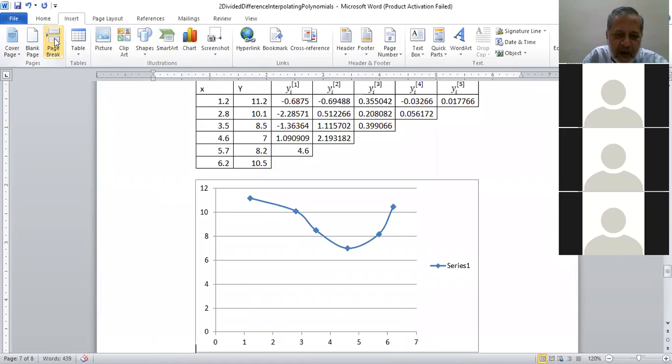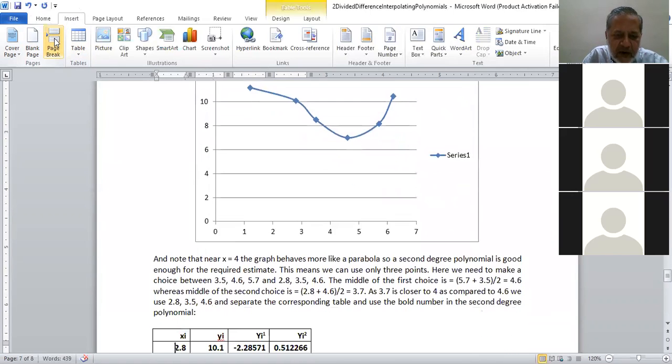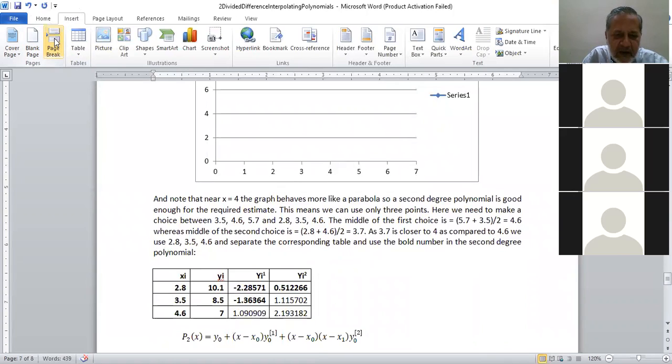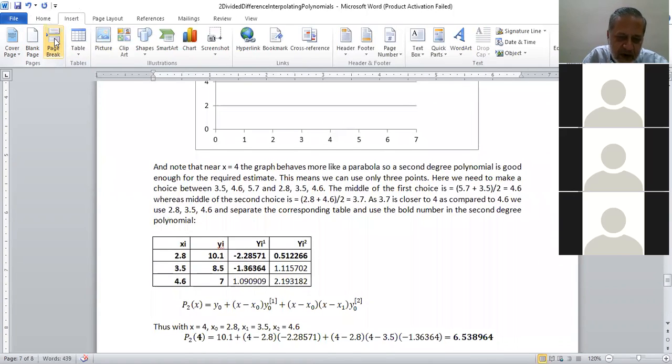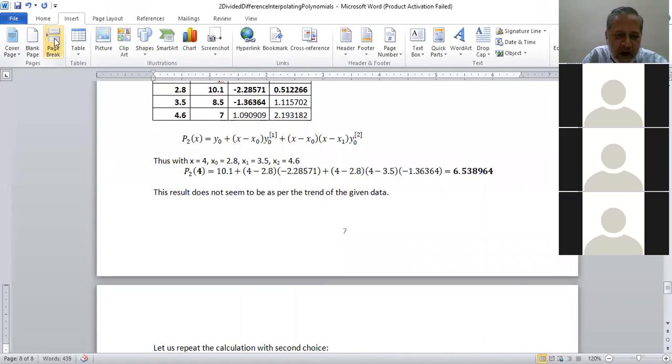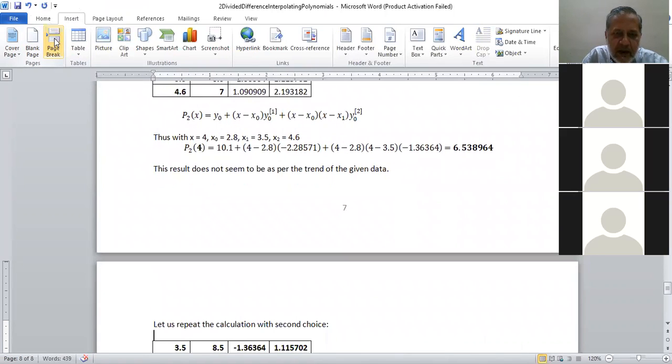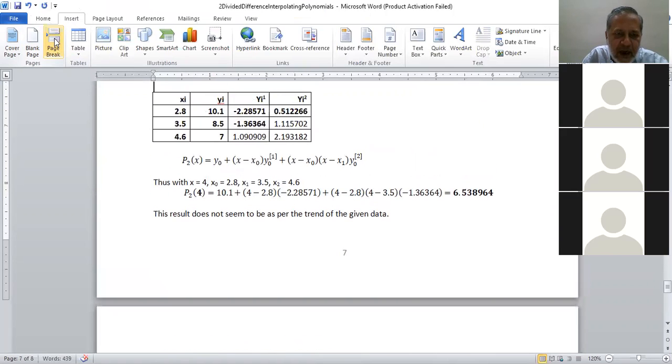एक्सेल शीट से कॉपी करके वही ग्राफ है और उस पर डिस्कशन है और सेकेंड डिग्री अप्रॉक्सीमेशन कैलकुलेशन की हुई है एट x equal to 4 और now note that second degree approximate x equal to 4 has come out to be 6.53, where points used were 2.8 to 4.6. So इस दौरान हम देखते हैं x equal to 4 पे value should have been between 8.5 and 7, and what we have got is 6.5, which is not a good result.